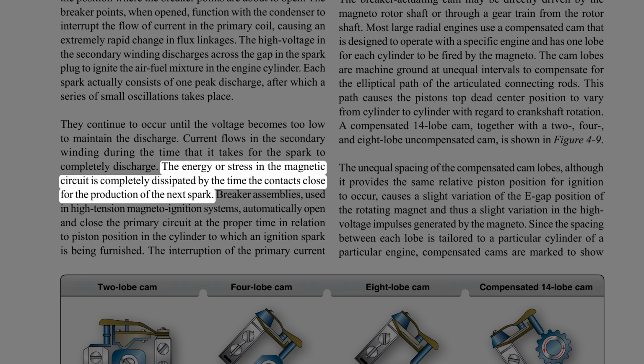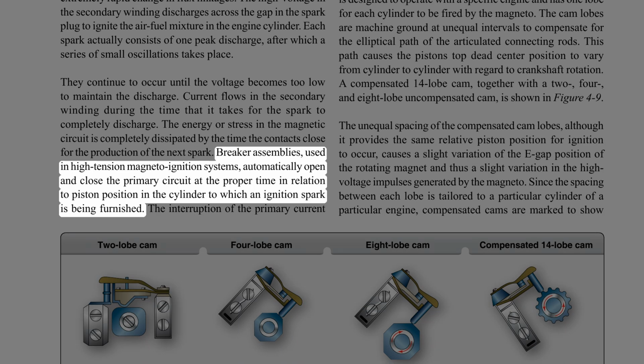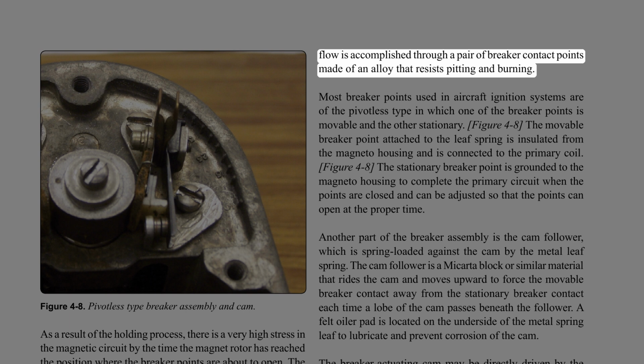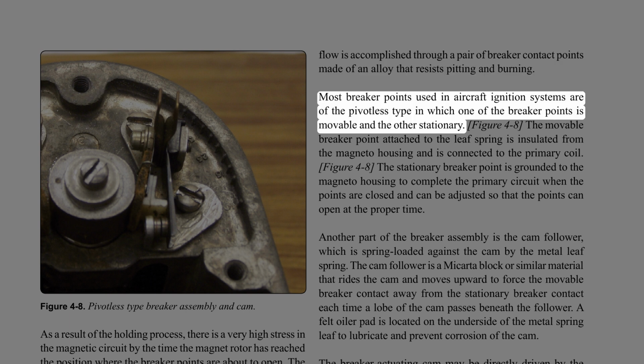Breaker assemblies, used in high-tension magneto-ignition systems, automatically open and close the primary circuit at the proper time in relation to piston position in the cylinder to which an ignition spark is being furnished. The interruption of the primary current flow is accomplished through a pair of breaker contact points made of an alloy that resists pitting and burning. Most breaker points used in aircraft ignition systems are of the pivotless type in which one of the breaker points is movable and the other stationary.